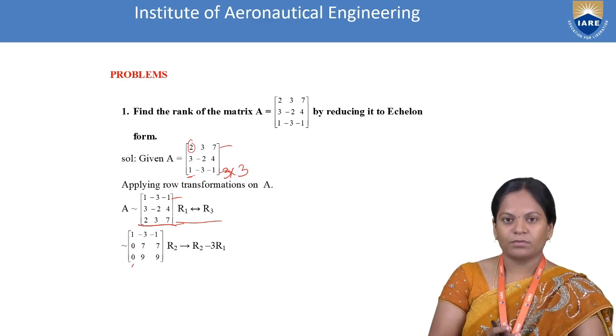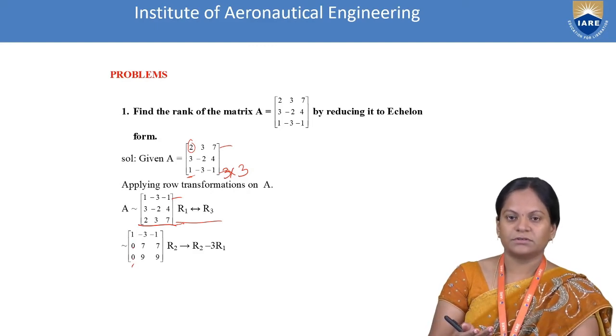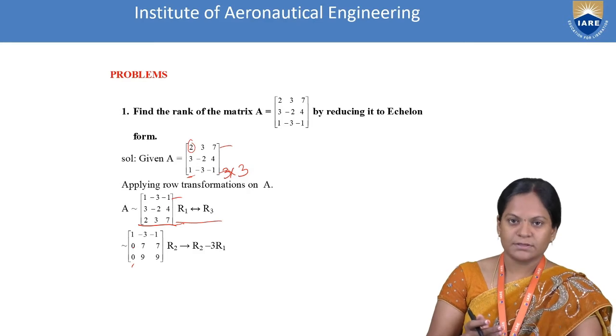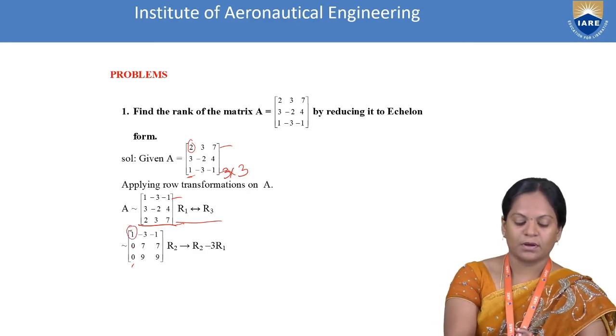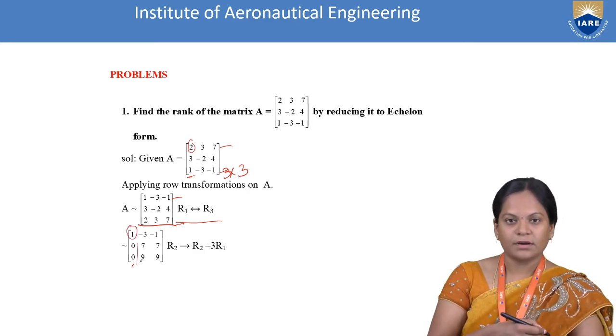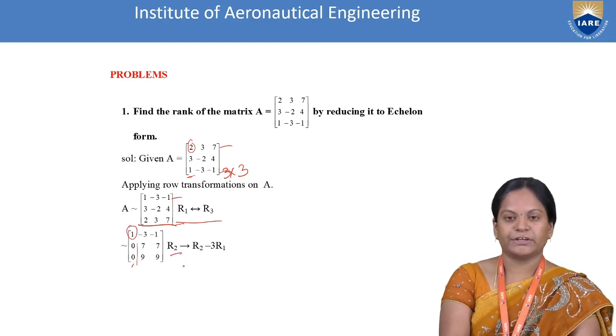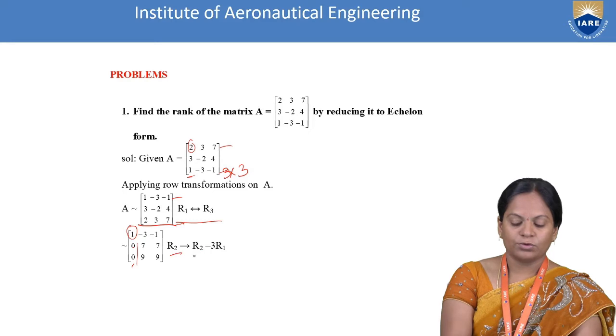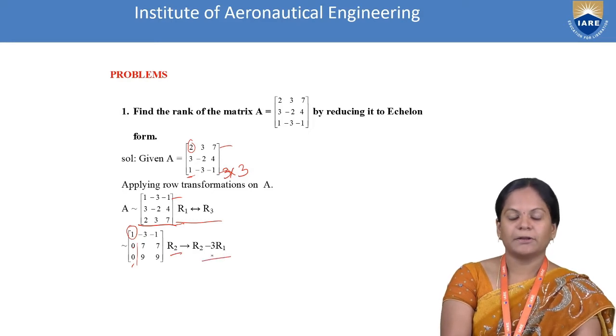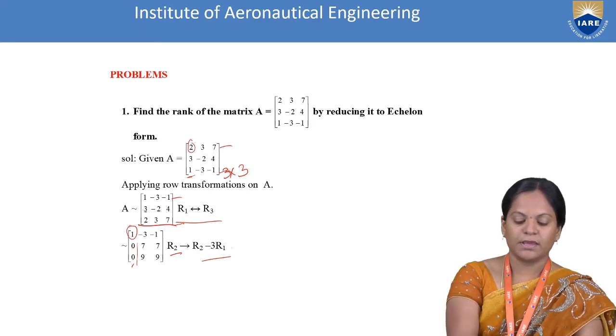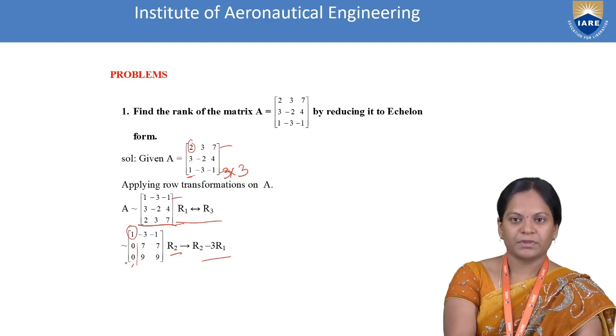What is the Echelon form? If any non-zero, the first elements should be 0. That's why, by using this one, I'm making these two zeros. So R2 I want to change. R2 how? R2 minus 3R1. Multiply 3 into R1, take plus R2. Then you will get 0: 3 minus 3 into 1, 3 minus 3 will get 0.